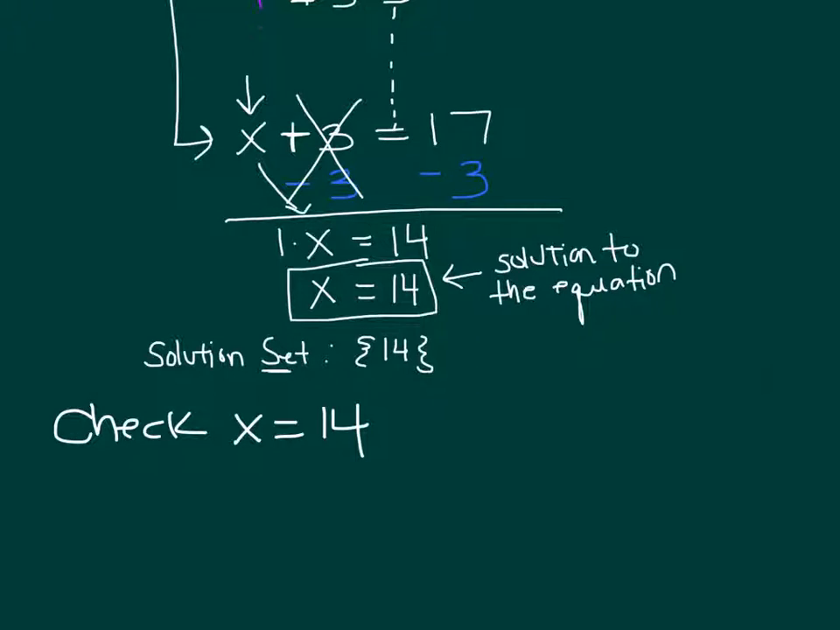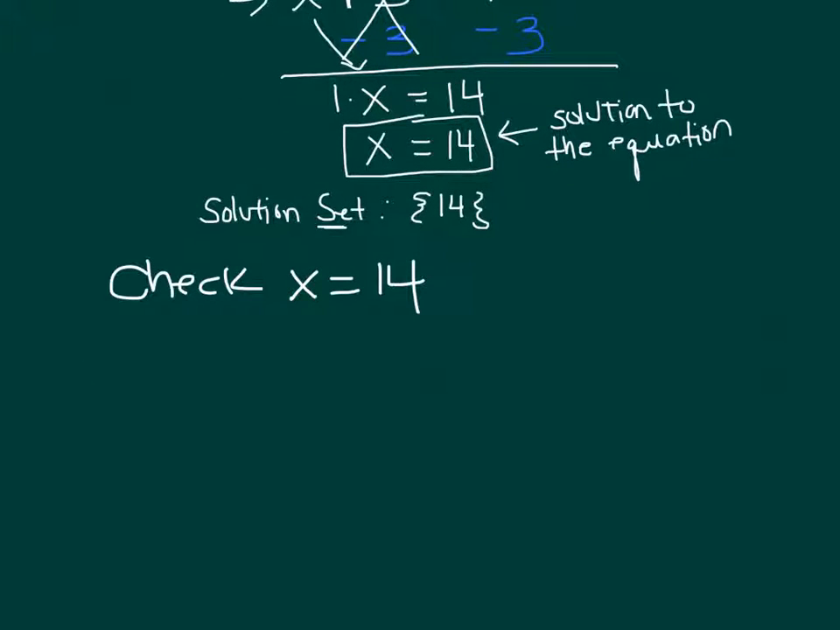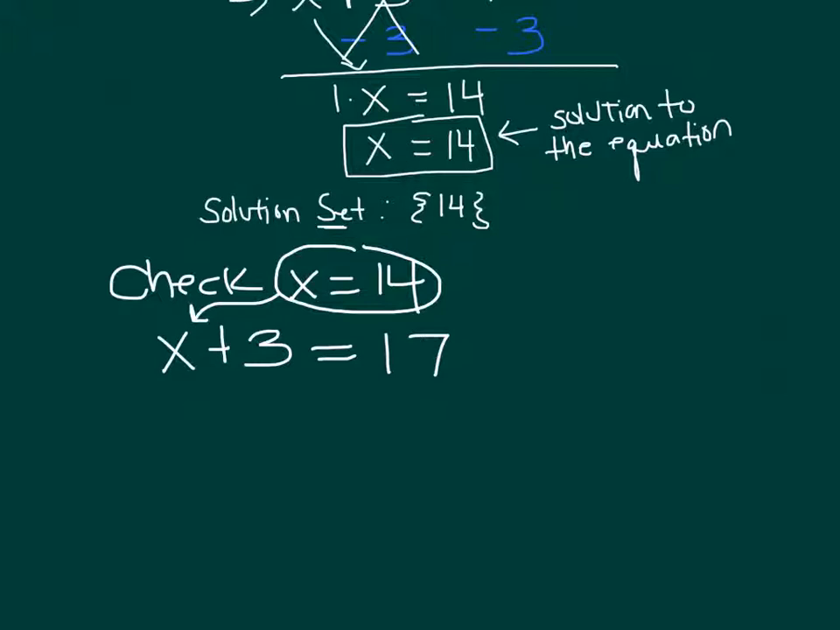That literally means we're going to evaluate here. So what's our original equation? It was x plus 3 equals 17. So checking means we're going to evaluate, we're going to substitute that 14. So does this work? 14 plus 3 equals 17. Now we know it does already.